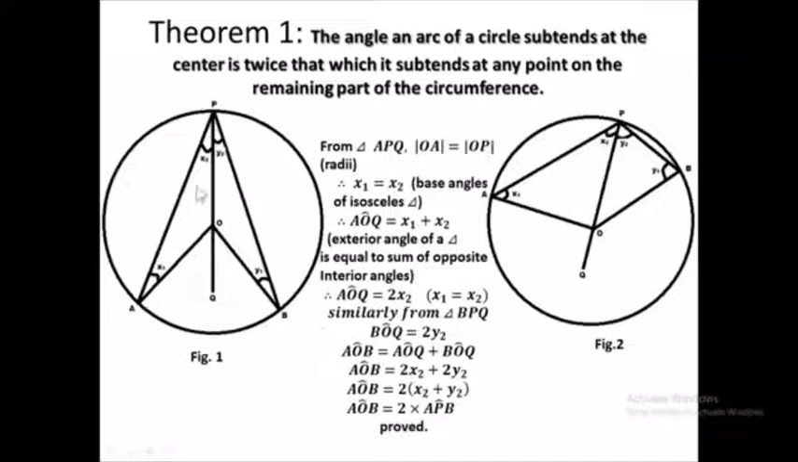Then you know that this angle P here at the circumference is the addition of this x2 plus y2. So 2 times this angle APB is going to be x2 plus y2. That means the total angle here at the center is twice the angle that is here, and the same thing is applicable to this circle as well. That is the proving of the first theorem, which says that the angle at the center is twice the angle at the circumference. And we'll be using that to solve problems in the next video.